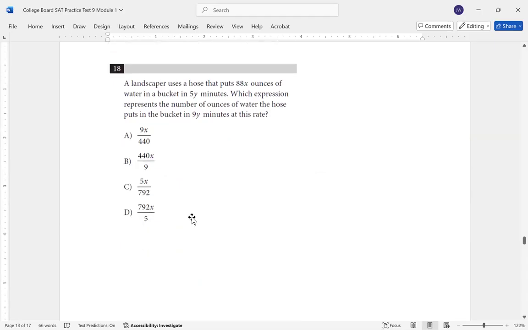Question 18. A landscaper uses a hose that puts 88 times x ounces of water in a bucket in 5 times y minutes. What is the expression to represent the number of ounces of water the hose puts in the bucket in 9 times y minutes at this rate?